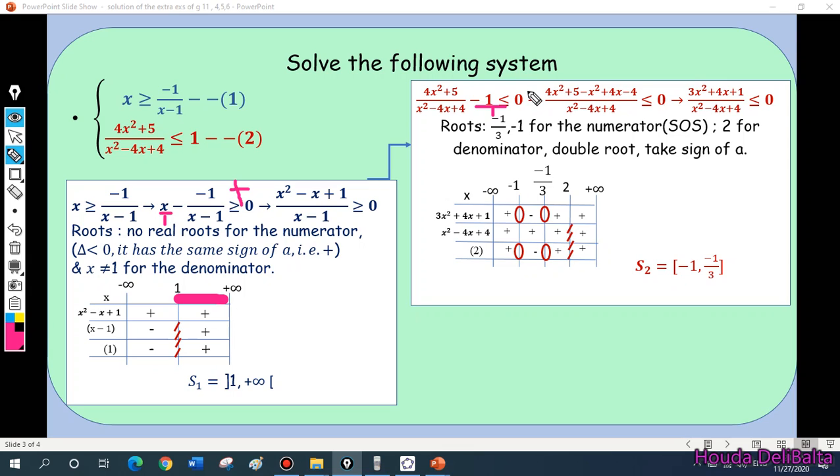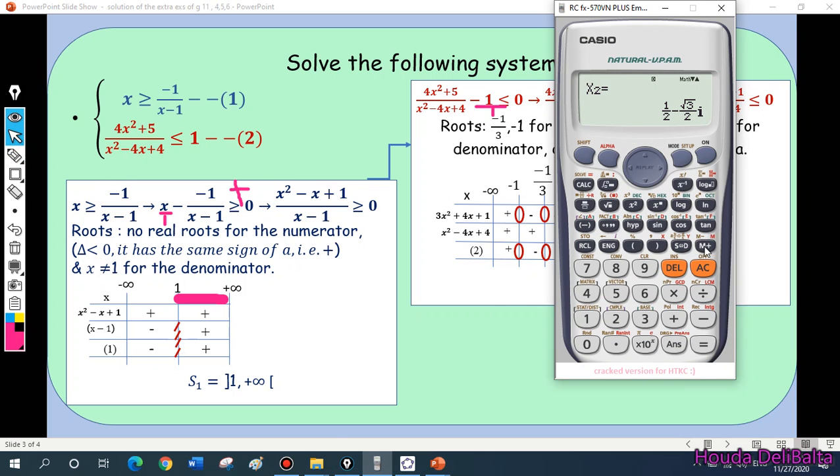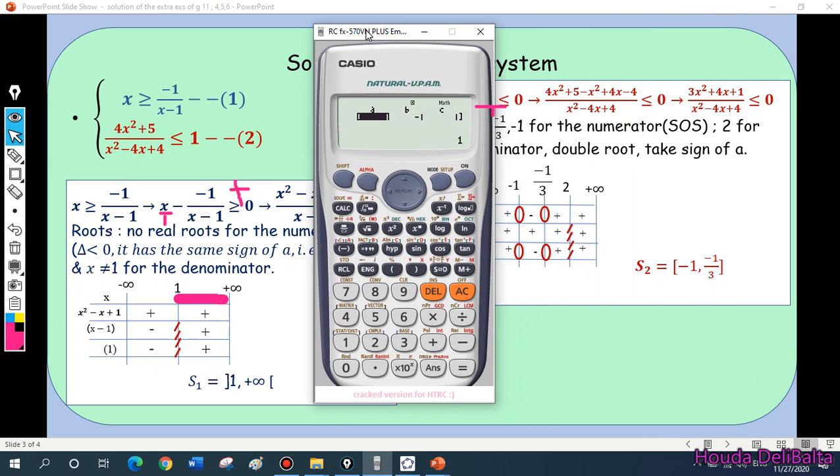We introduce the minus sign. Over this, it stays the same. Then we get 3x squared above, plus 4x, and plus 5 minus 4 is 1. Now using the calculator, let's use it again. So using the calculator, here A is 3, B is 4, and C is 1.